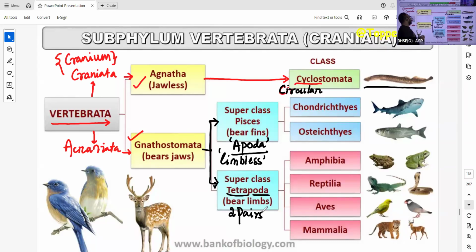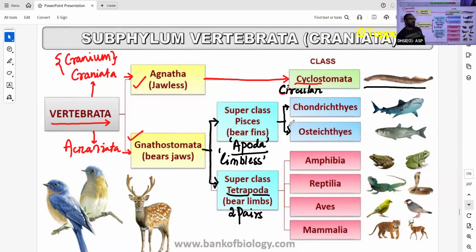Okay, then pay attention here. When it comes to superclass Pisces that have fins, when you classify them, if you remember, we had discussed one thing.